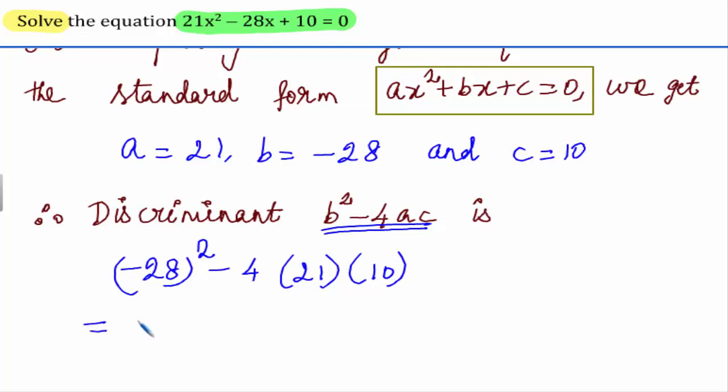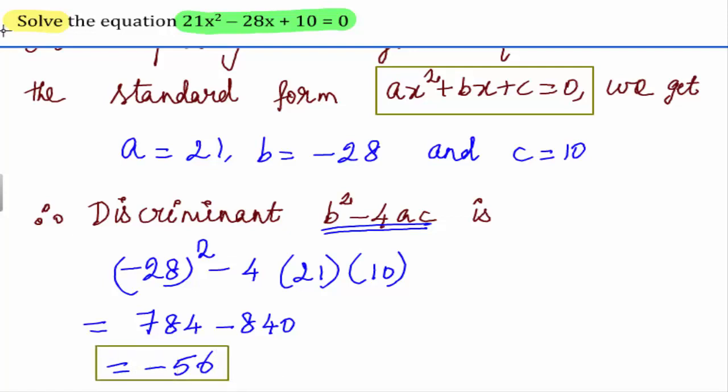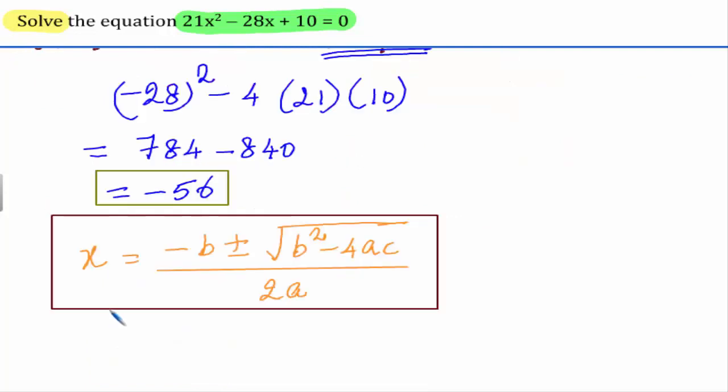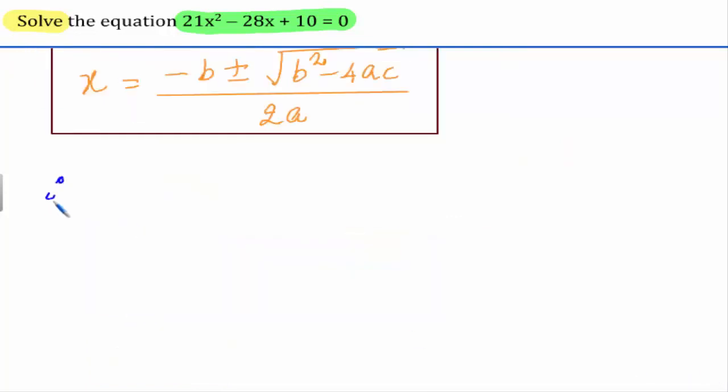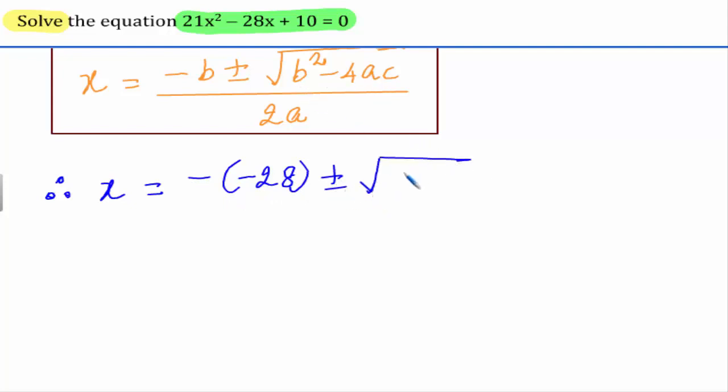This will be equal to 784 minus 840. So this will be equal to minus 56. Thus we have found the value of the discriminant. By using the quadratic formula, we get x is equal to minus of minus 28 plus or minus root over, we have found the value of b square minus 4ac as minus 56, divided by 2 multiplied by 21.